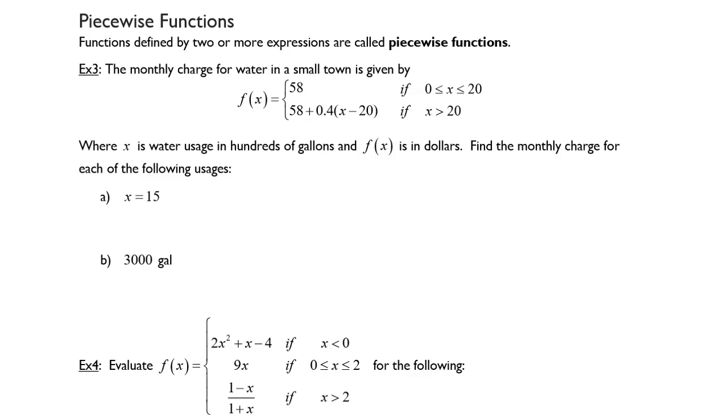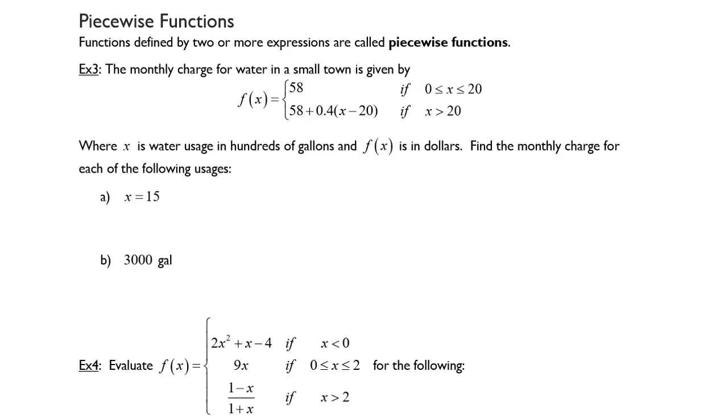The monthly charge for water in a small town is given by the function f of x equal to 58 if your input is between 0 and 20, and 58 plus 0.4 times the quantity x minus 20 if the input is greater than 20.